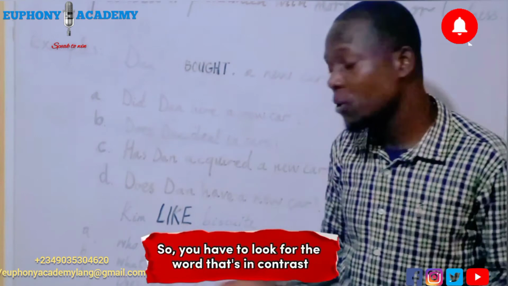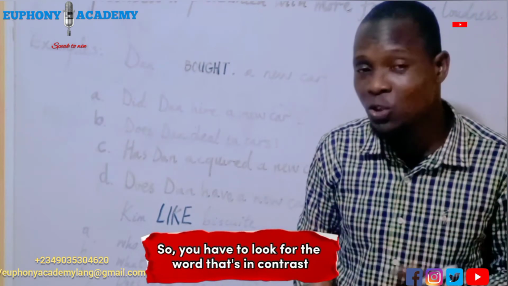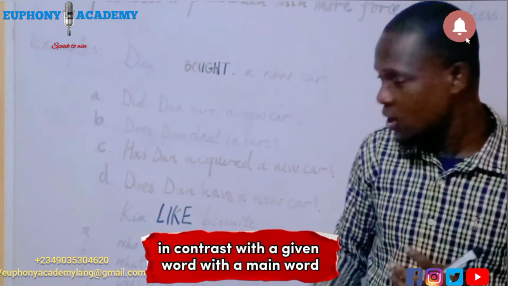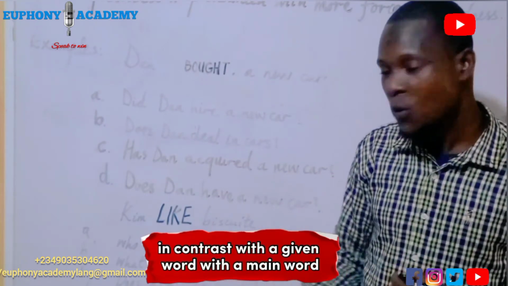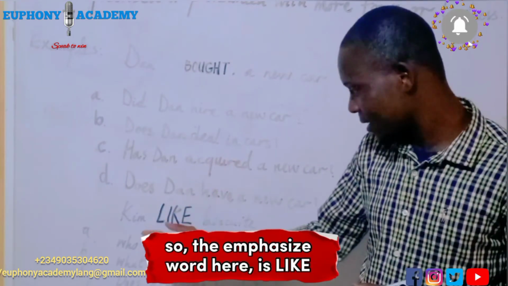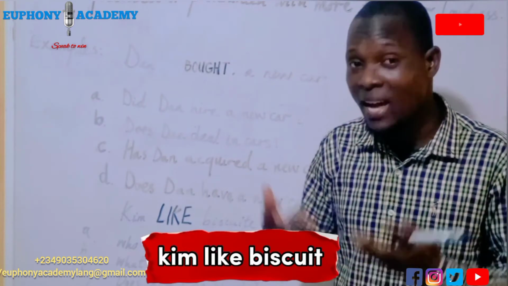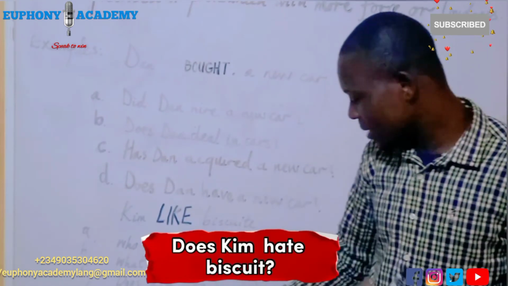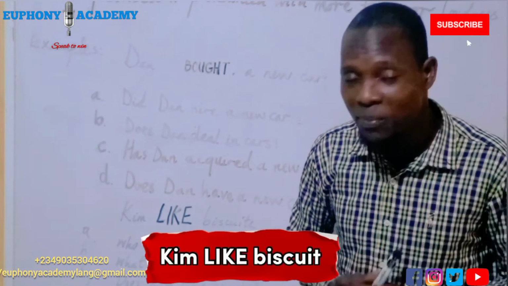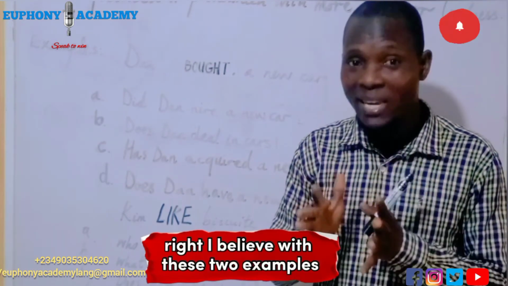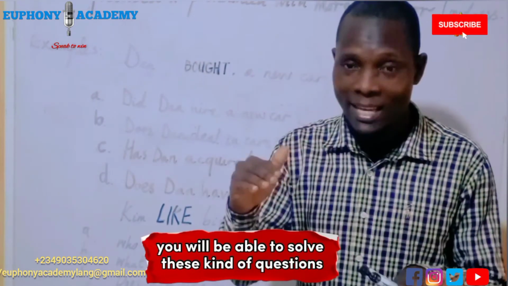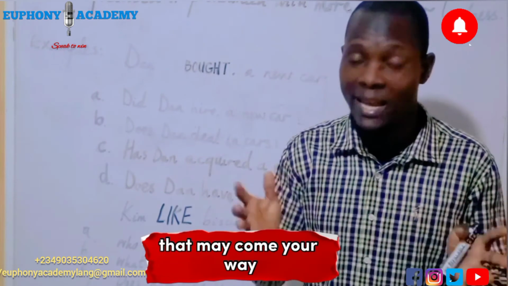So you have to look for the word that's in contrast. Did you get that? So you have to look for the word that's in contrast with a given word, with a main word, with an emphasized word. So the emphasized word here is like. Kim likes biscuits. Right? Does Kim hate biscuits? No. Kim likes biscuits. Right. I believe with these two examples, you will be able to solve these kinds of questions that may come your way.